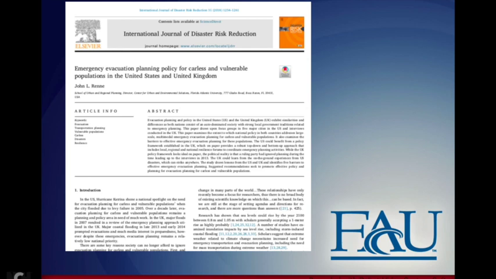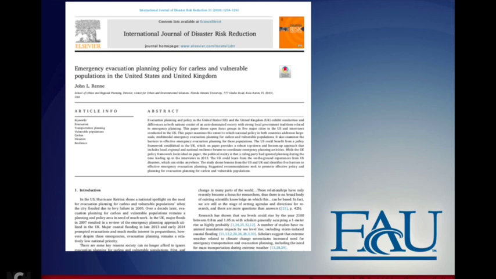So in the United States, while there may not necessarily be mandates for local planning for vulnerable populations, there has been more experience of hurricane evacuation, wildfire evacuation, flooding evacuation, and other types of both natural and human-caused disasters that have created a lot of experience on the ground level.